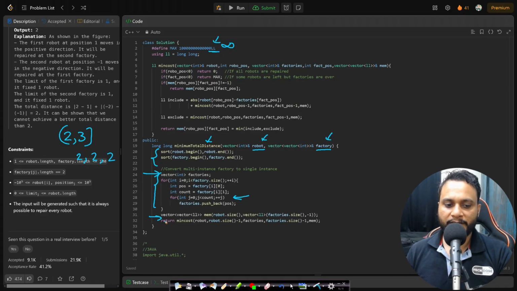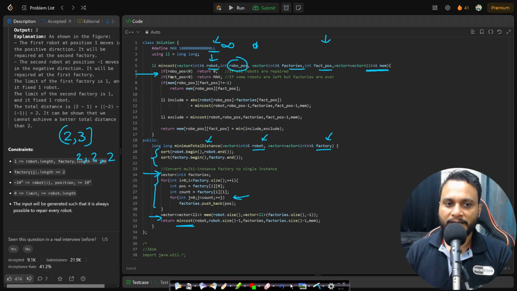After this, I will take the memoization table just to store the solutions of each of the unique subproblems so that I don't have to repeat them again. And I will call the min cost recursive function. Here I will send the robots array as well as the factories array, the robot position, which will initially be the last index of the robot array, and the factory position, which will be the last position of the factory array. And this is the memoization table.